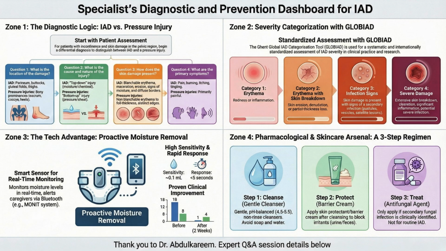And the reverse is just as bad. Just as bad. If you treat a true pressure ulcer with barrier creams thinking it's IAD, you're putting a bandage on a building that's collapsing from the inside. You're ignoring the ischemic necrosis happening underneath. You're treating the wrong pathology.